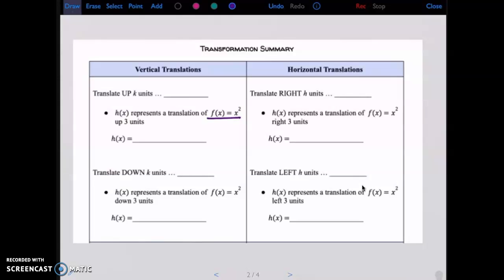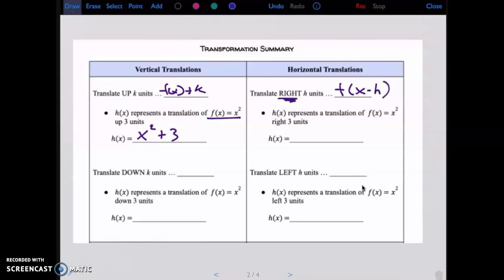So basically what I have to do is take the parent function and I'm changing the output up 3. Here we're translating to the right h units. So that's going to look like this. This is going to be f of x plus k. This is going to be f of x. We're going to the right, so we're going to do the opposite, minus h.